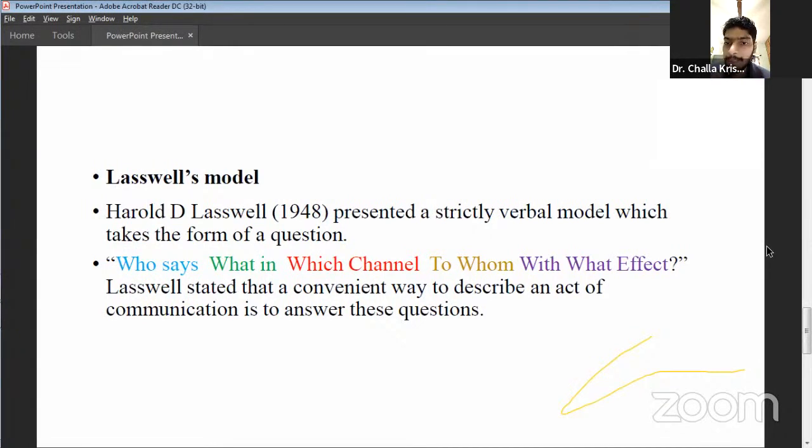What is the impact of the message and what is the feedback? So who says what, in which channel, to whom, with what effect? Laswell stated that a convenient way to describe an act of communication is to answer these questions.